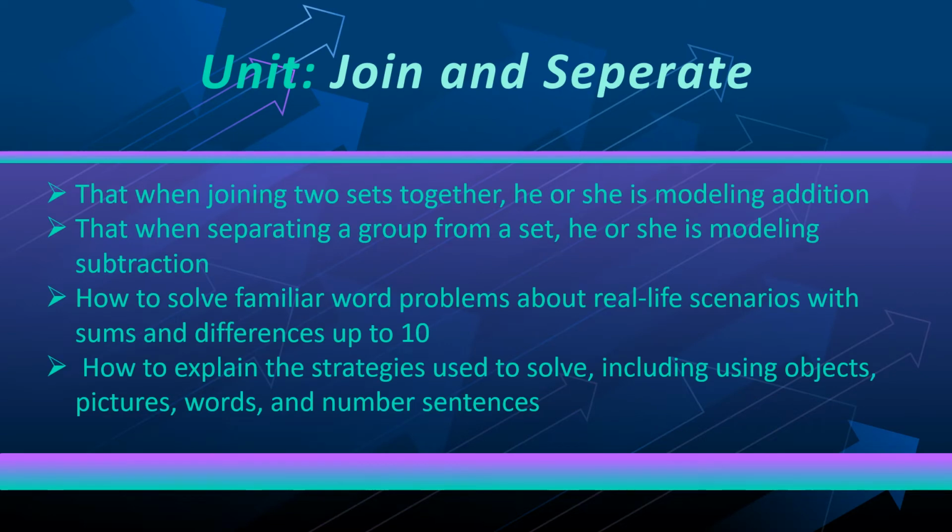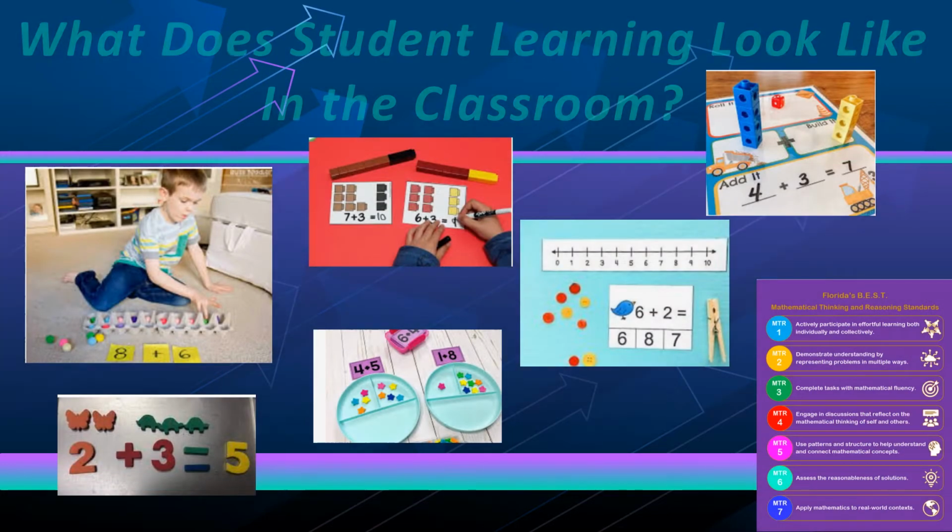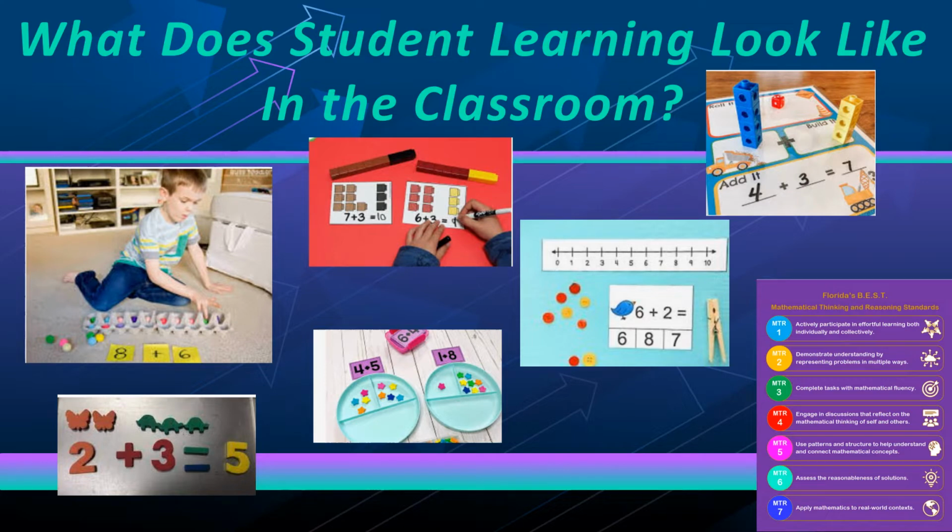What are students going to be doing for Join and Separate? They should be using tools and pictures, words, and number sentences to solve and explain their thinking. In your classroom, you want to see students making connections between adding and subtracting. So what does that look like? Students should be using manipulatives and tools to solve, using number lines, using dry erase boards, working with peers, making connections between the addition and subtraction fact families.